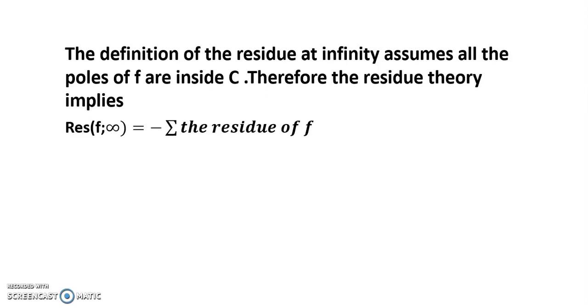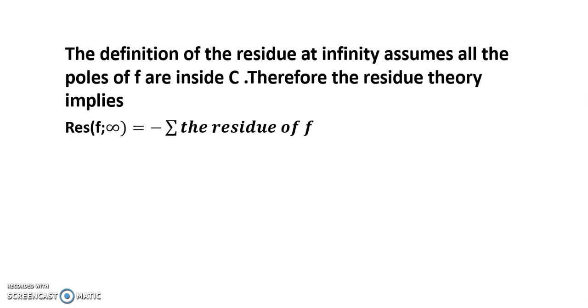The interior of a simple closed curve is everything to the left as you traverse the curve. The curve C is oriented counterclockwise, meaning anticlockwise, so its interior contains all the poles of f. The residue theorem says the integral over C is determined by the residues of these poles. On the other hand, the interior of the curve minus C is everything outside of C. There are no poles of f in that region.